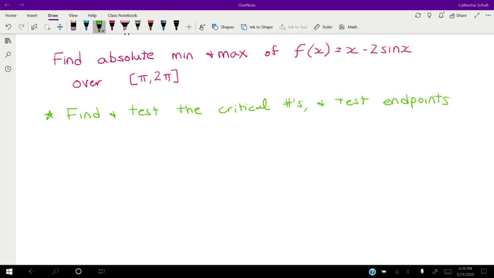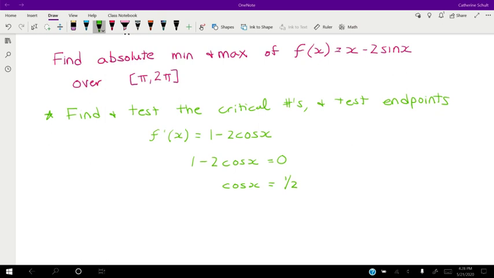So let's find the derivative of our function. That's how we find the critical numbers. So take the derivative of f. So 1 minus 2 cosine of x. This is defined for all values of x, so we're just going to find the zeros. All right, so we subtract 1, divide by negative 2, and the zeros will happen at 1/2.